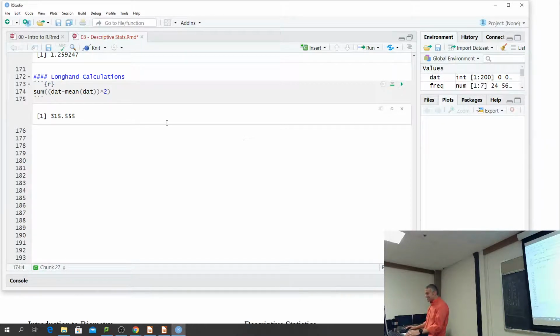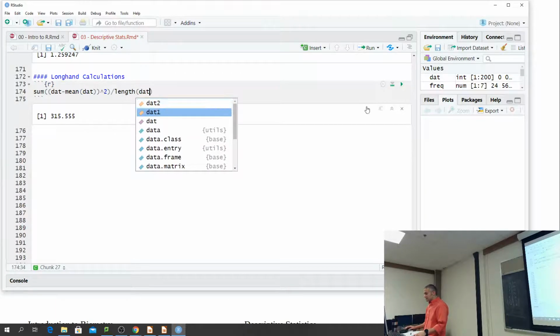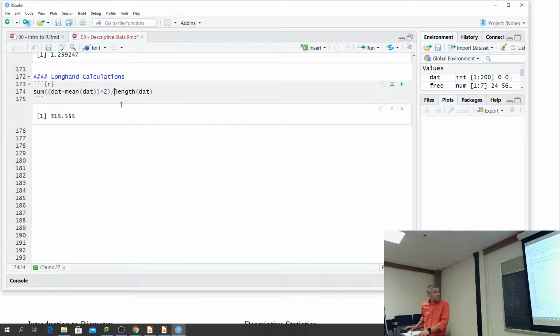And then it's as simple as doing our division. So we know we had 200, right? Or we can do the length of our data. Let me get parentheses. All right, so that's because it's the length of our data minus 1. And then we get our 1.585.